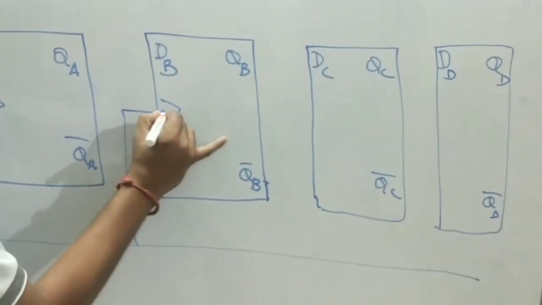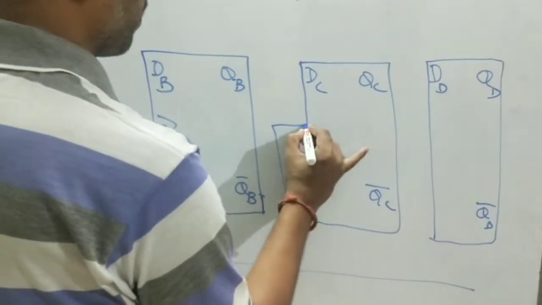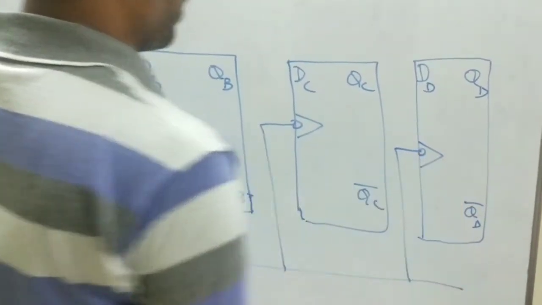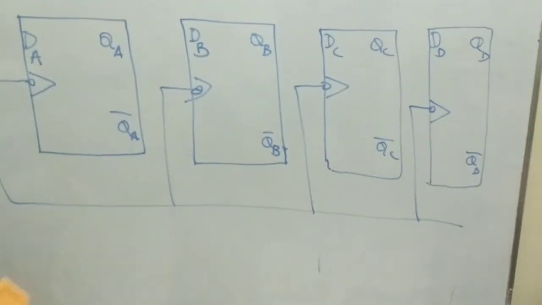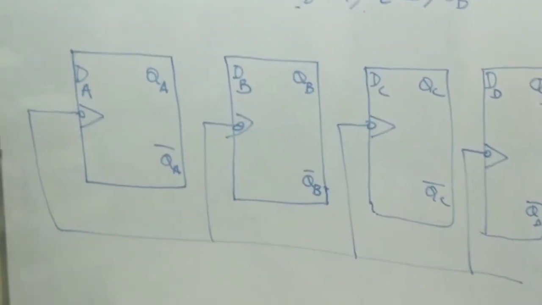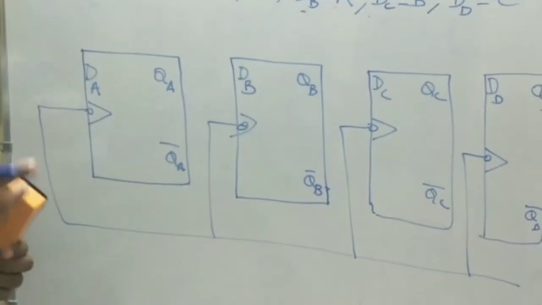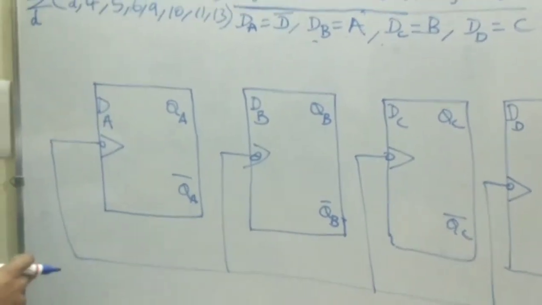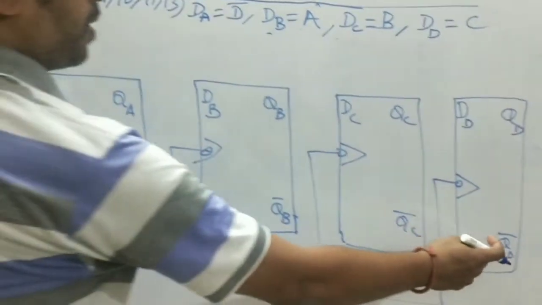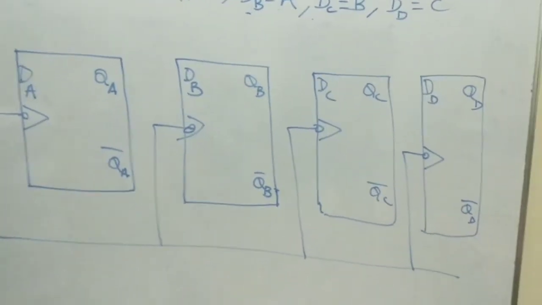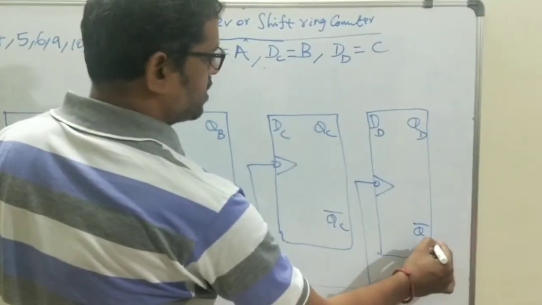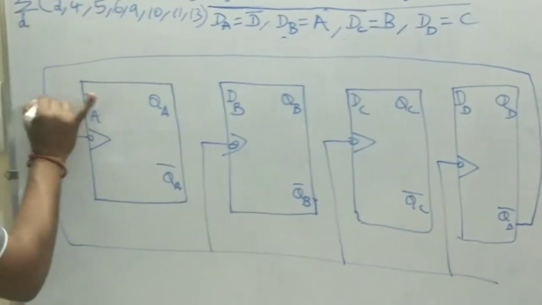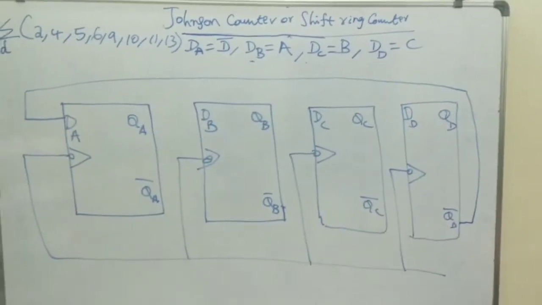This is the first job you have to do. Then you need to connect the corresponding inputs based on the expressions that we have found. For DA it is D dash. Once again I am telling you, D dash means you should not take the QD output and then connect through an inverter. Rather you can directly connect the complemented output of that corresponding flip-flop. So DA is D dash, so we take the output QD dash and give it as input for DA.